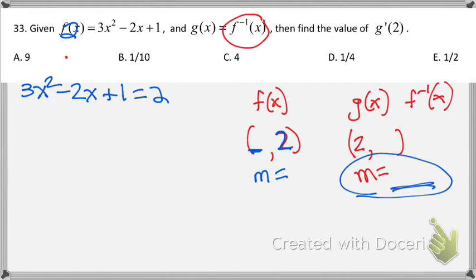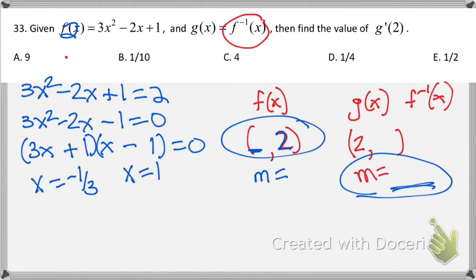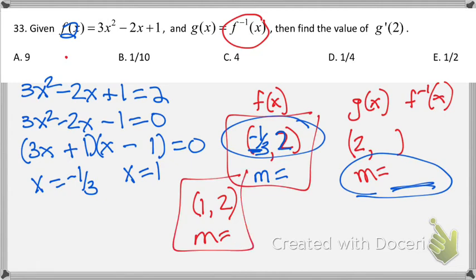Okay, set this equal to 0 and factor. Okay, so to get a -2, okay, got this. All right, now I'm going to set each of these equal to 0. This one gives me -1/3, and this one gives me x equals 1. That means that this point can be -1/3, 2, or it could also be 1, 2. So I need to find 2 sets of answers, flip that slope, and see which one is available.